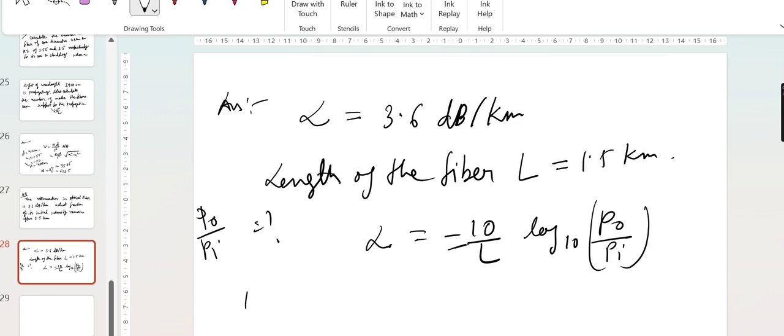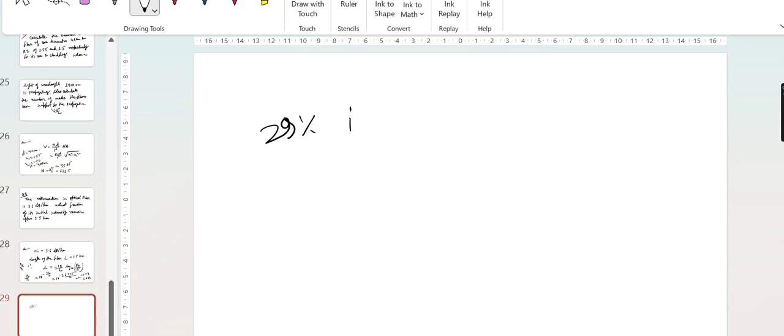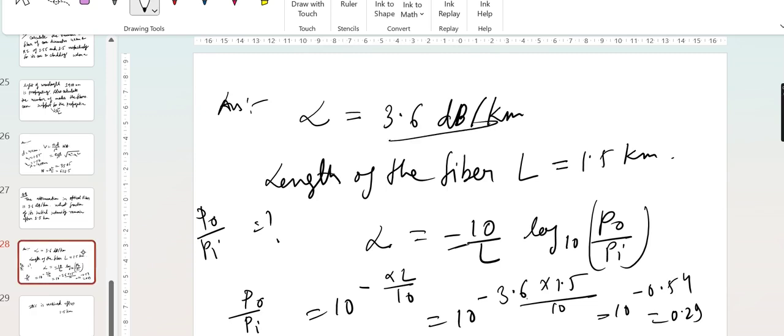So after doing all this calculation, P output by P input is 10 to the power minus alpha L by 10. And now we could put the value alpha is 3.6 into 1.5 by 10, that is 10 to the power minus 0.54, so 0.29. So 29% of intensity is received after 1.5 kilometer. So our attenuation is, when our goal is, it needs to be less.